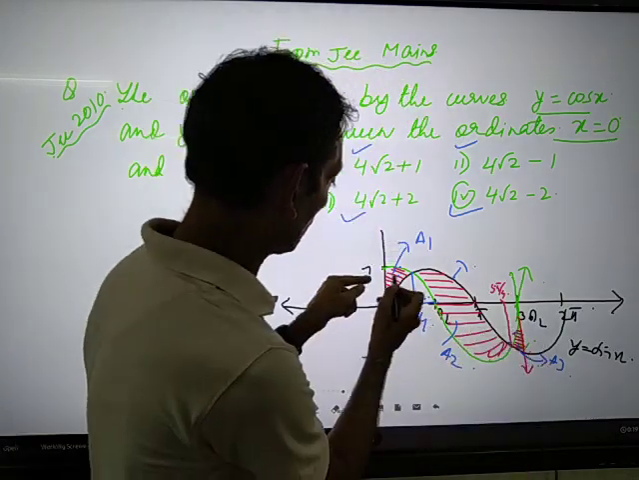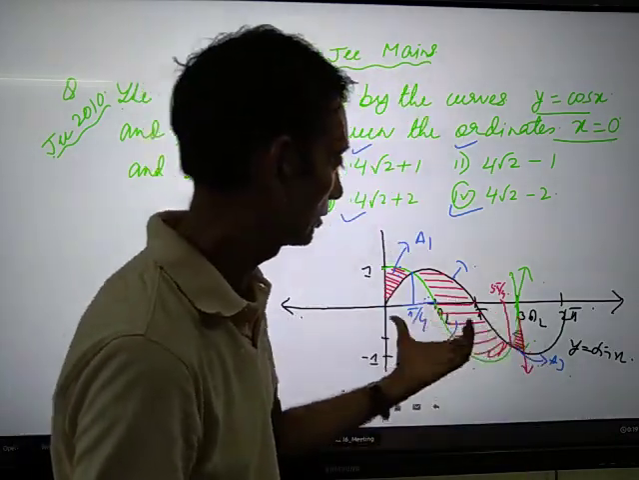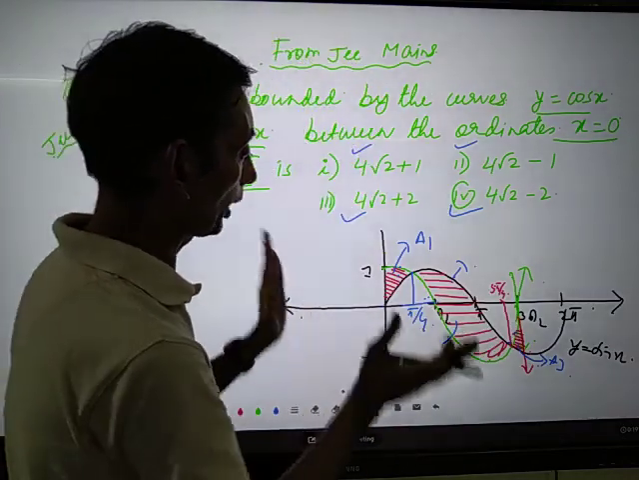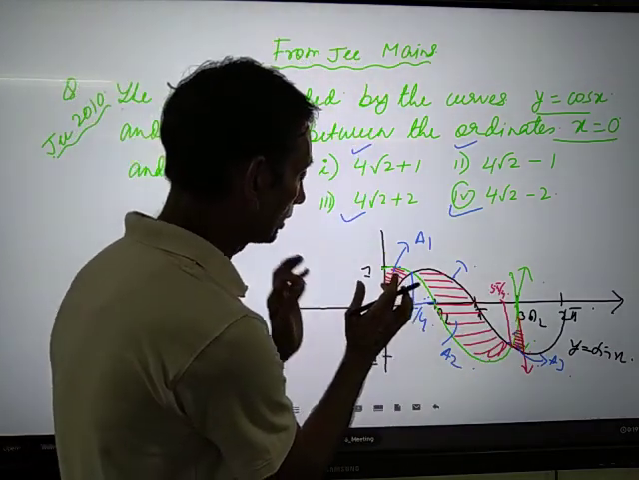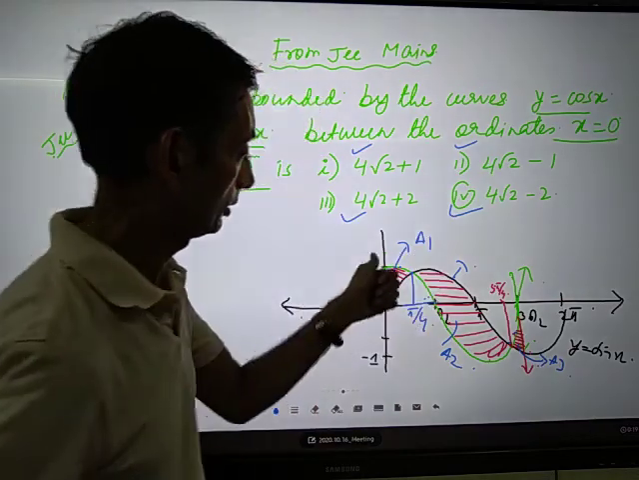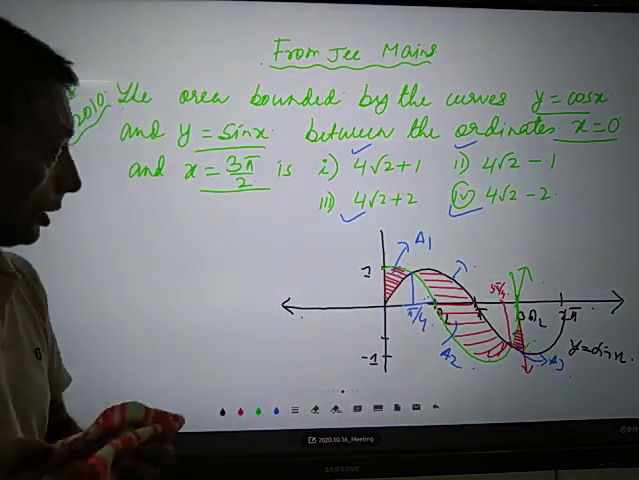So we need to integrate separately all these three portions. We'll calculate one by one. First we'll determine the first portion, that is A1. A1 we are going to determine.